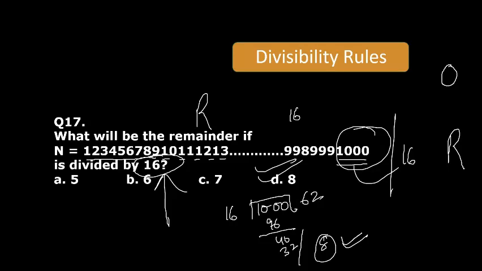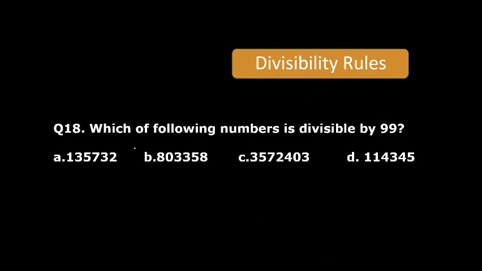I hope it is clear. So the rule of 16 was just to see the last 4 digits. If it is completely divisible, remainder would be 0. If it is not divisible, then you will get your remainder. And the question is to find the remainder. Let's see the next question.